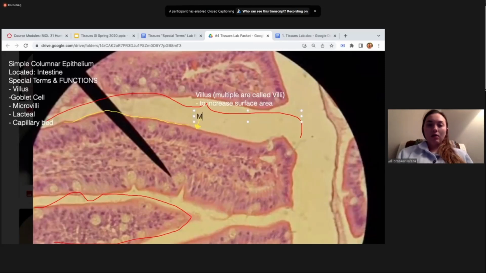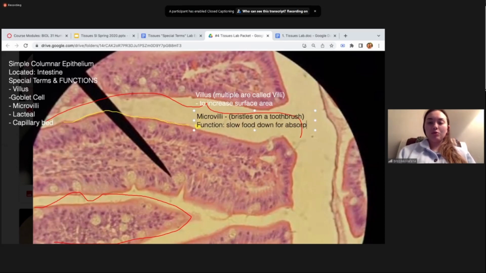Okay, so the microvilli are little tiny, they are like hairs, but they're more like bristles of a toothbrush, maybe. You could think of them like bristles on a toothbrush is a good way to think about it. That's not going to be on your test. It's just a way to remember the texture. They're stiff and they slow food down for absorption.